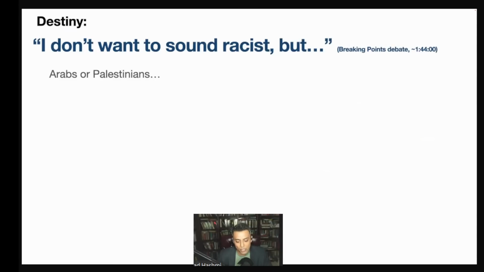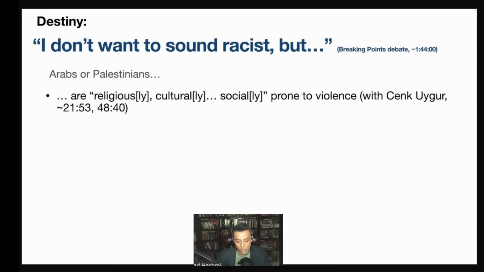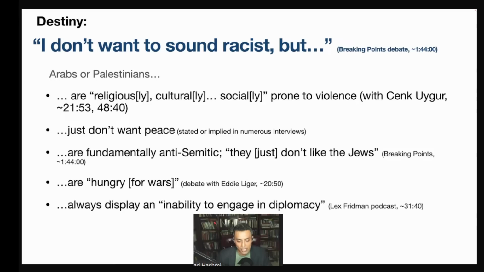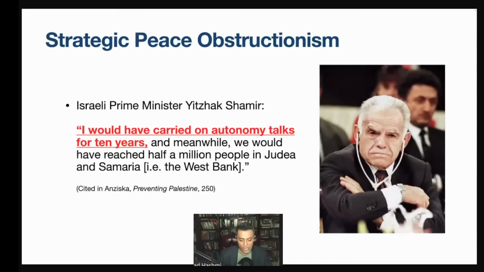Destiny attributes the failure to reach a peace settlement to the Arabs and Palestinians, who he portrays as being religiously, culturally, and socially prone to violence. They just don't want peace, are fundamentally anti-Semitic, are hungry for wars, display an inability to engage in diplomacy, and in any case cannot be reasoned with. However, contrary to this no partner for peace Zionist trope, it is in fact Israeli violence, intransigence, and its strategic peace obstructionism that prevents a peaceful resolution to the conflict.